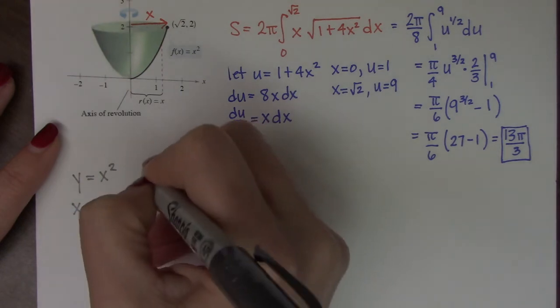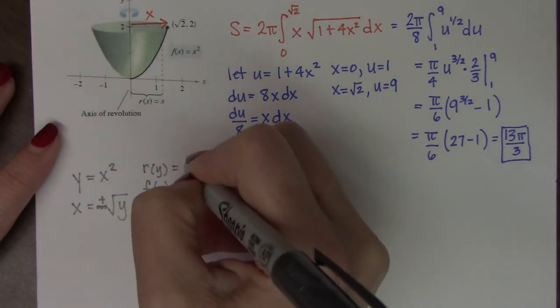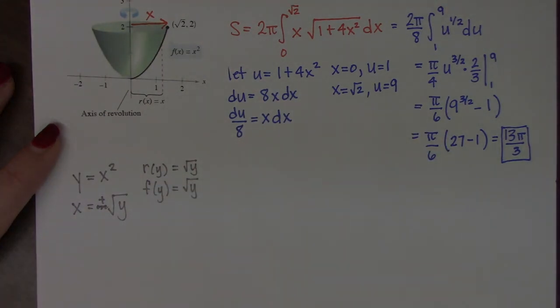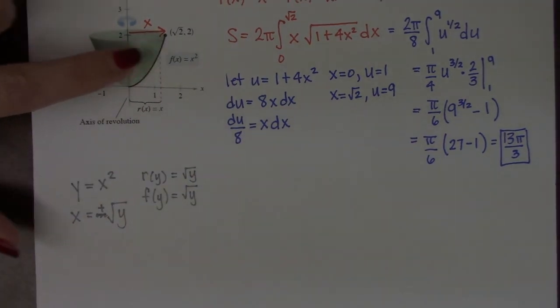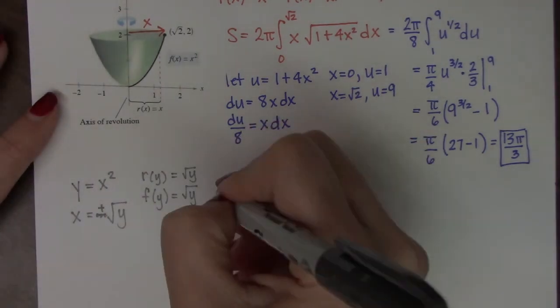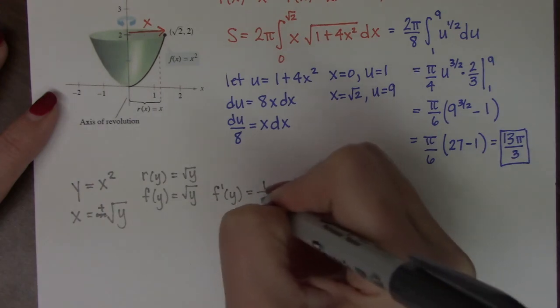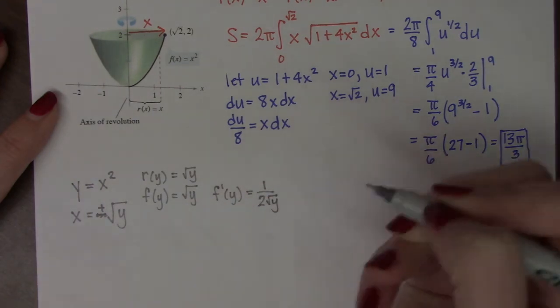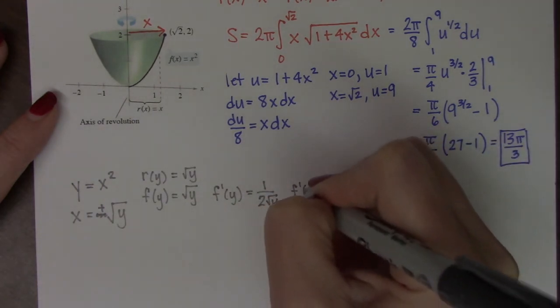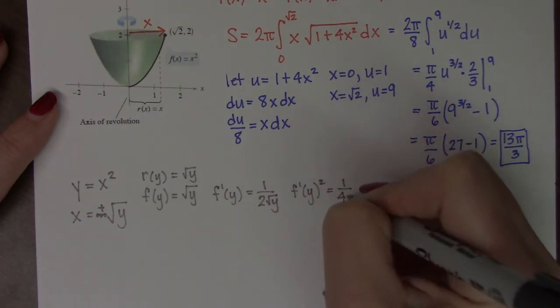Then our r would actually be the function itself. Because when you're measuring out this way, you either get a distance x or you get a function of y. So if we take the derivative of this function, we're going to get 1 over 2 root y, and when I square it, I'll get 1 over 4y.